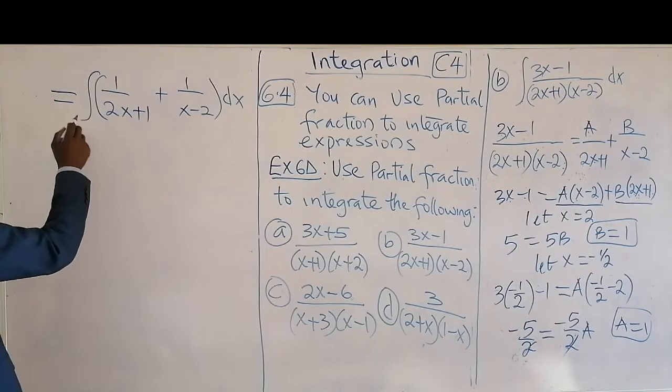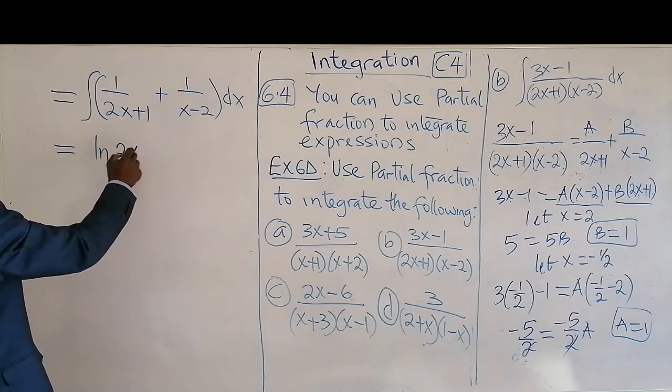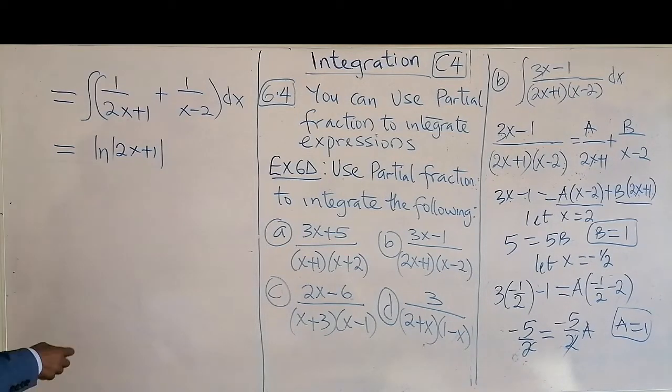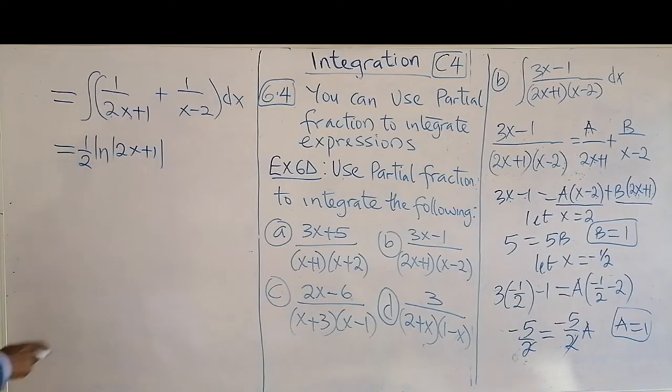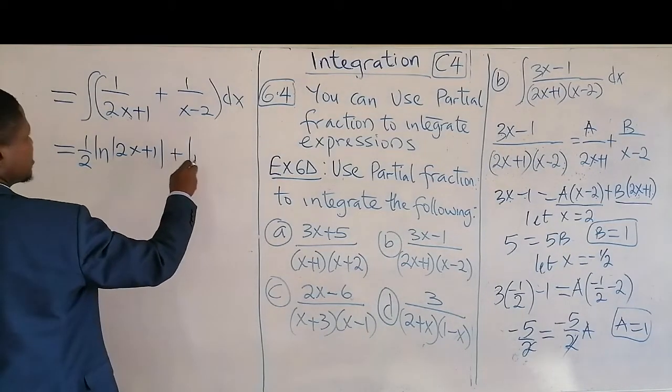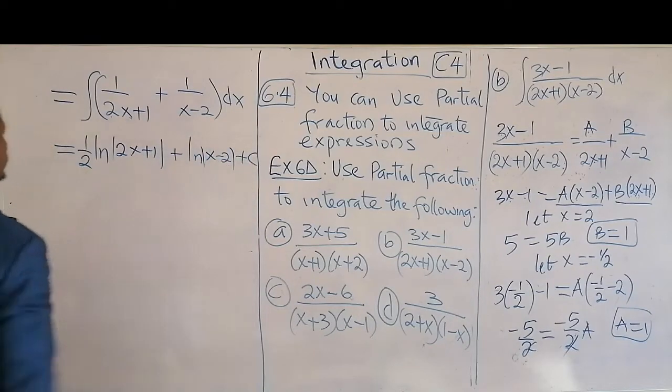So this will be what? This will be the integral; this is ln 2x plus 1, okay? Then you divide by what? The coefficient attached to that variable, okay? Then plus ln x minus 2, plus c.